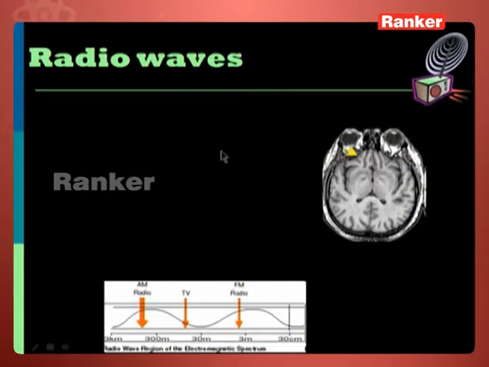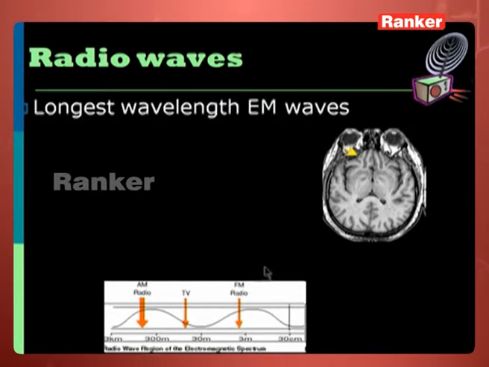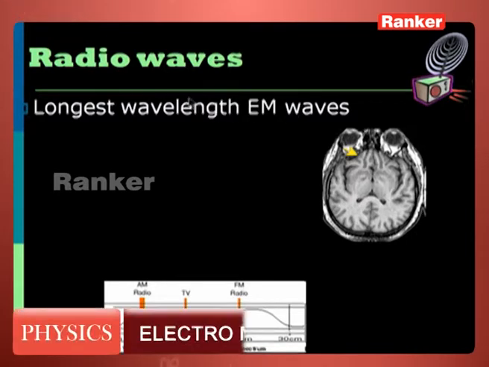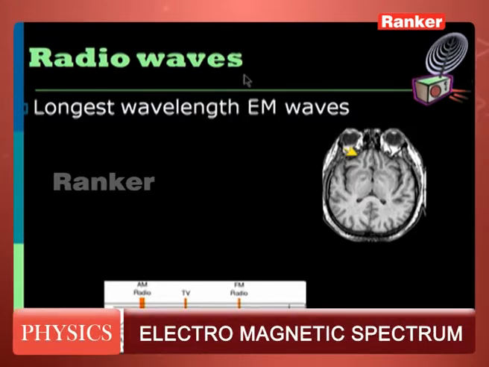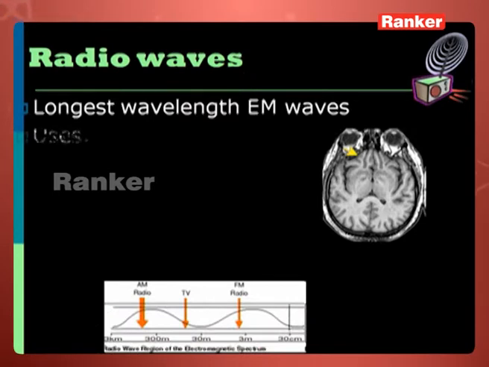Now let us see radio waves. Their wavelengths vary from 3 kilometers to 30 centimeters. This is the wavelength of radio waves, 3 kilometers. Amplitude modulated radio waves and TV waves lie within this range. FM radio wavelengths are around 3 meters. Radio waves have the longest wavelength of the electromagnetic waves.